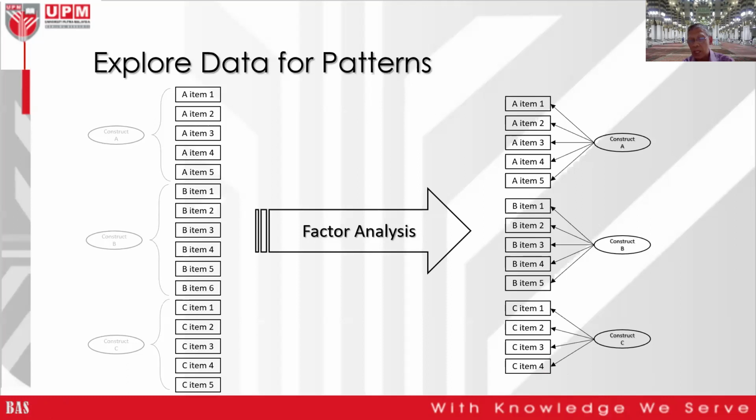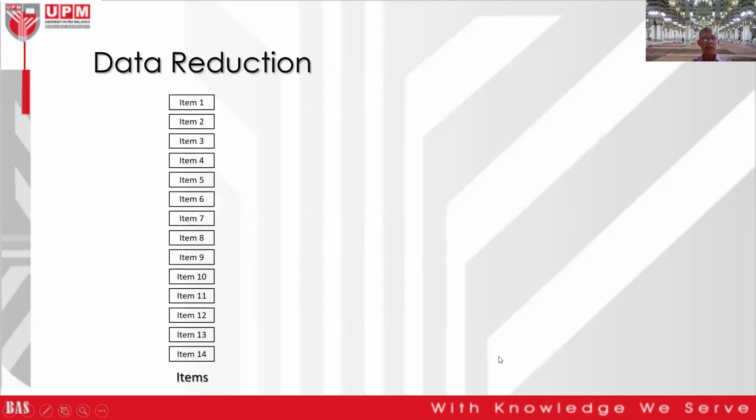Okay, the second one is we are talking about data reduction. Yes, let's say now we have one construct and it comprises 14 items. Instead of having those 14 items to measure one construct, you may want to derive or group them into dimensions.